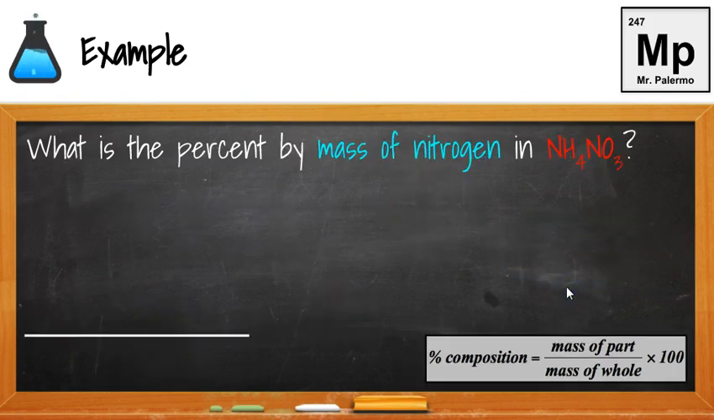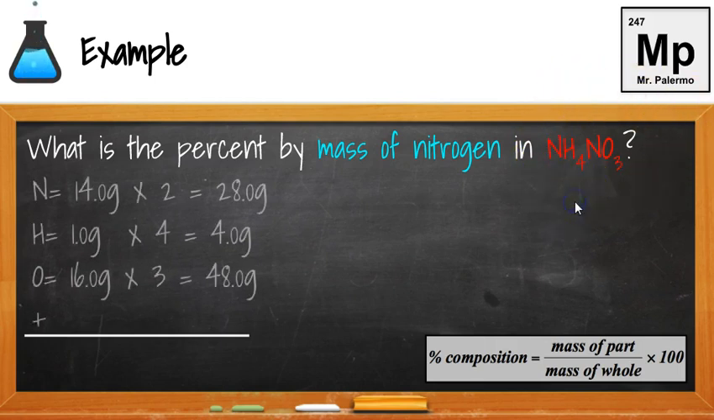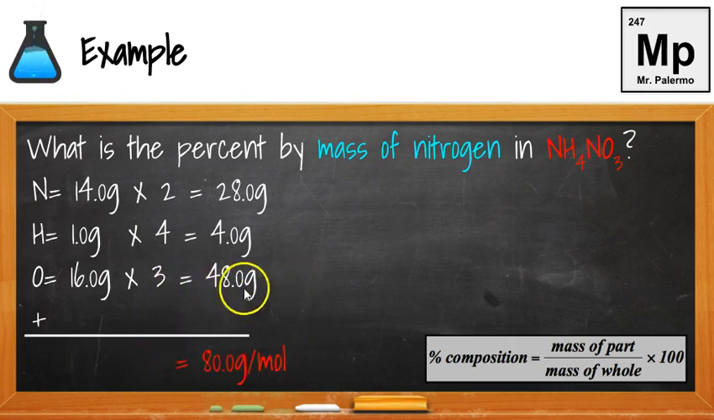Okay, let's see another example. What is the percent by mass of nitrogen in NH4NO3? So first thing again we do is we want to get the gram formula mass of the entire compound. And so there are 2 nitrogens, so 14 grams apiece. That's 28 grams. Hydrogen is 1 gram, and there are 4 of them. And then oxygen 16 grams, and there are 3 of those. We're going to add this all up, and we get a total gram formula mass of NH4NO3 to be 80.0 grams per mole.